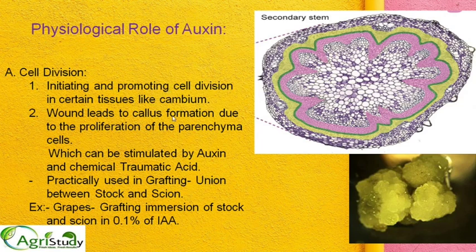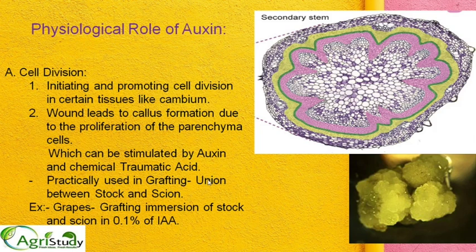Next, wound leads to callus. Yes, if there is a wound in a plant, it leads to callus formation due to the proliferation of the parenchyma cells, which can be stimulated by auxin and the chemical traumatic acid. See, in the parenchyma, that is the callus formation. The callus formation takes place due to the proliferation of the parenchyma cells. This callus formation is stimulated either by auxin, or we can artificially induce callus by treating with traumatic acid.